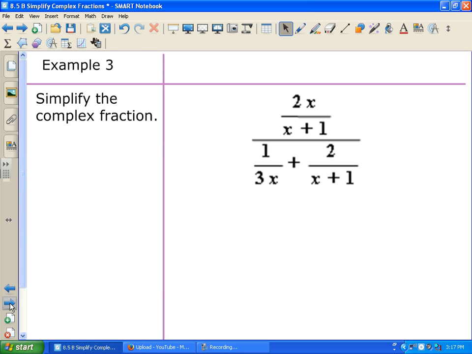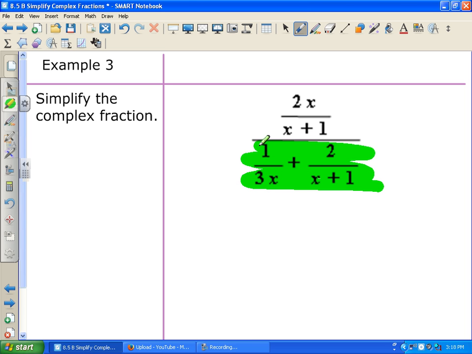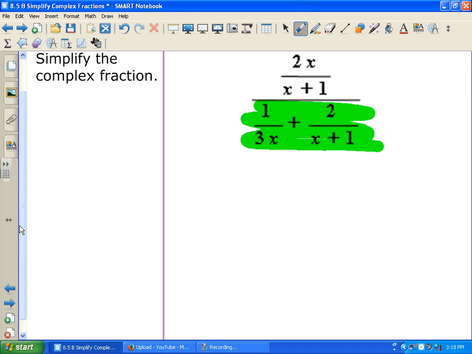Example number 3 is where it starts to get a little bit trickier. 2x over x plus 1 divided by 1 over 3x plus 2 over x plus 1. On this problem, 2x over x plus 1 is already simplified. I do not have to do any work. However, if you look at the denominator here, 1 over 3x plus 2 over x plus 1, I do have to do some work on. I have to simplify that.